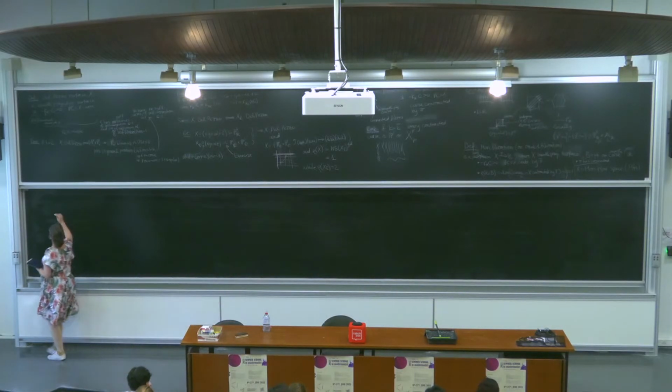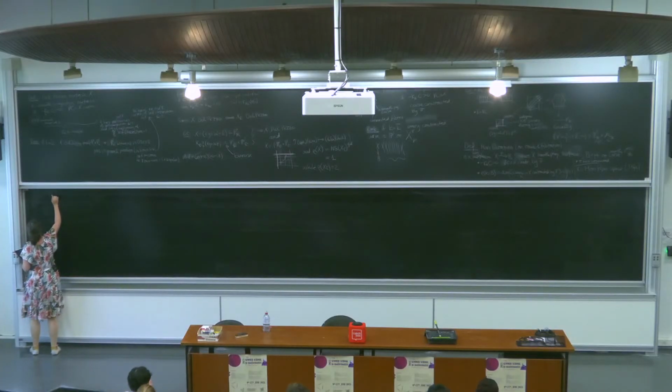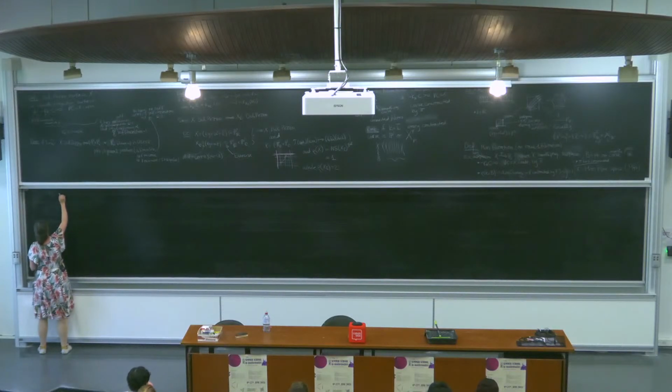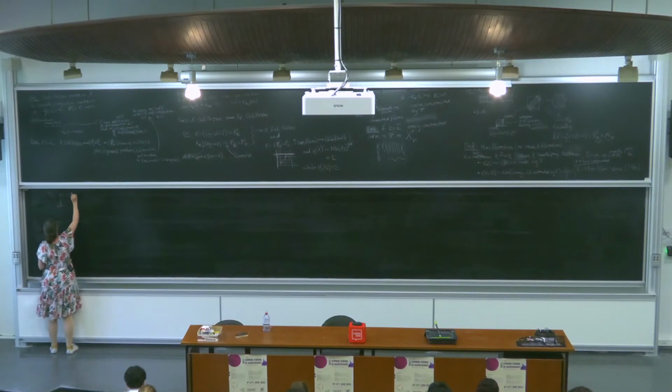Okay, let me write down the examples that I just mentioned. So P2 with a morphism to a point is a Mori fibration.